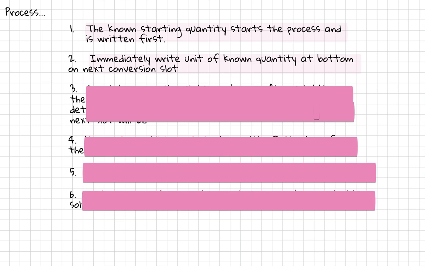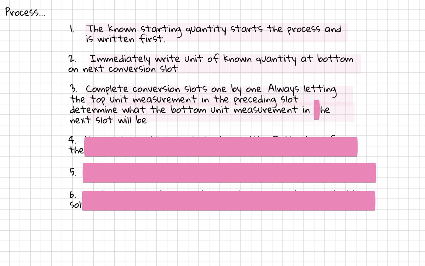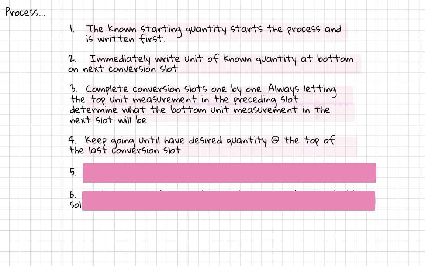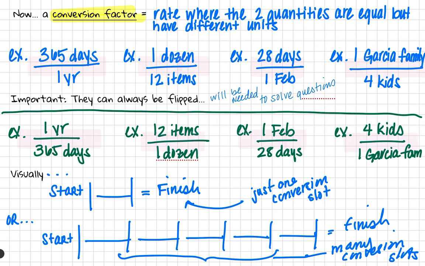Number 3, complete conversion slots one by one, always letting the top unit measurement in the preceding slot determine what the bottom unit measurement in the next slot would be. Number 4, we're going to keep going until we have the desired quantity at the top of the last conversion slot. Once you have the last desired unit at the top, that's when you know you're done, and then you can do the math.